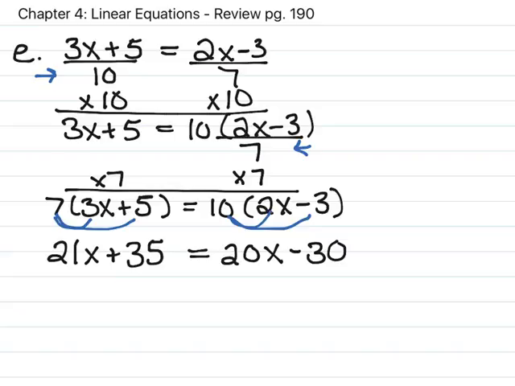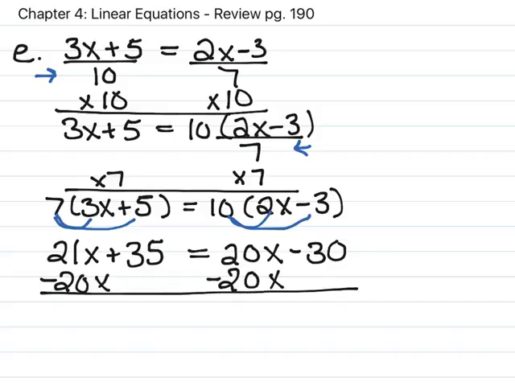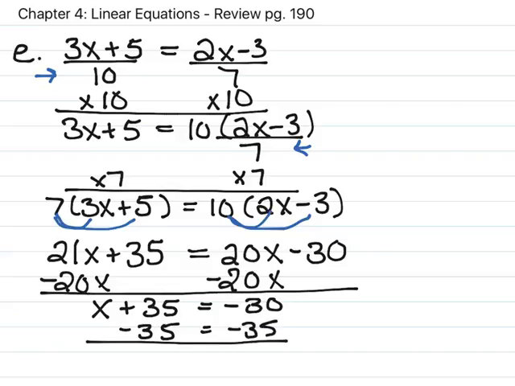So now we just have to collect our terms. So I'm going to start with my x's, and because we have 21 on the left-hand side, I'm going to move x's over that way. So subtracting 20x from both sides. So then we're left with x plus 35 equals negative 30. So you have to subtract 35 from both sides. So then you have x, so 35 minus 35 goes to 0, will equal negative 65.